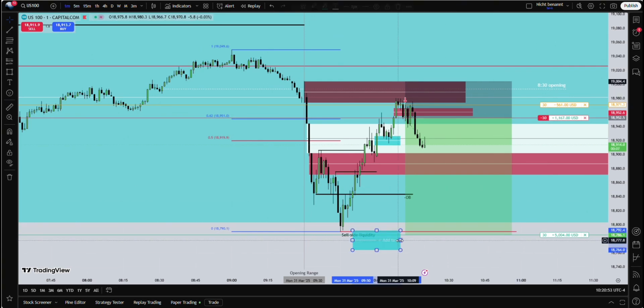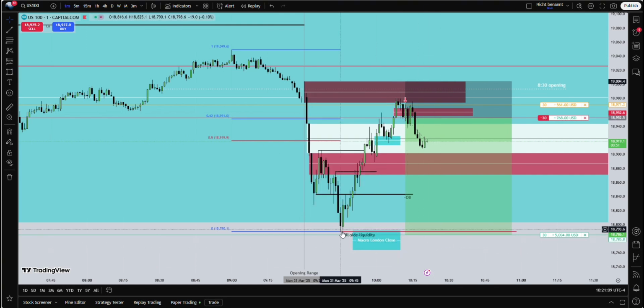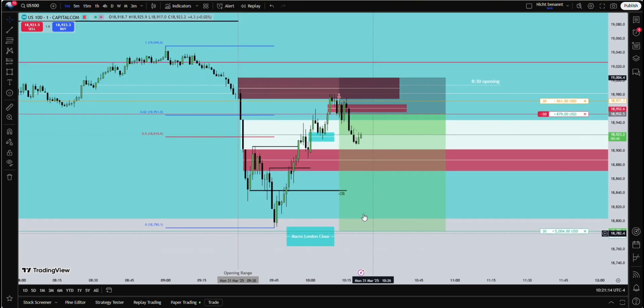Now, this is the macro, let me write it down just in case you guys are confused. Macro. London close. Okay, and let me take this out. This is too much. It distracts me from the actual price action. Let me also take this one out. We don't need it no more. This one can go away too. That one can also go, so just wait.